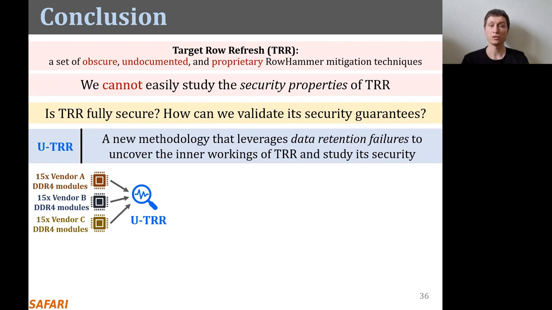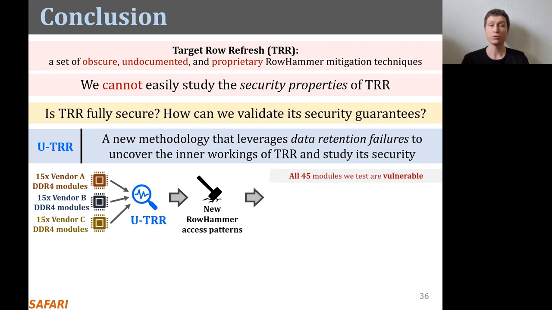Using U-TRR, we analyzed 15 DDR4 DRAM modules from each of the 3 major DRAM vendors. Through these analyses, we make several observations regarding the TRR mechanisms implemented in these modules and craft new custom RowHammer access patterns that cause RowHammer bit flips in TRR-protected DRAM modules. Our results show that, first, all 45 modules that we test across 3 vendors are vulnerable to our new RowHammer access patterns. Second, our access patterns cause at least 1 bit flip in almost all DRAM rows in many modules.